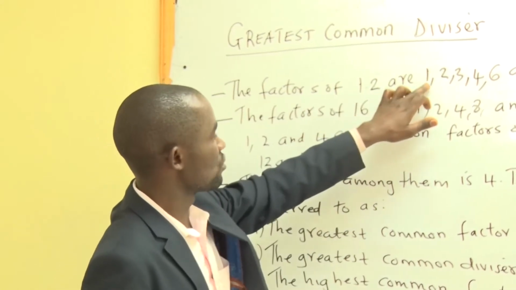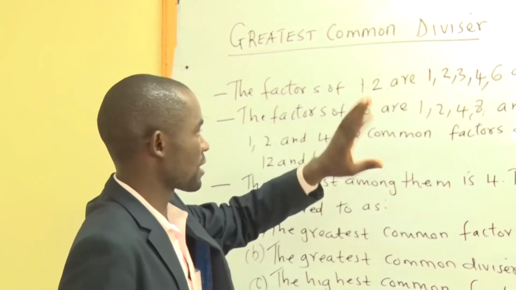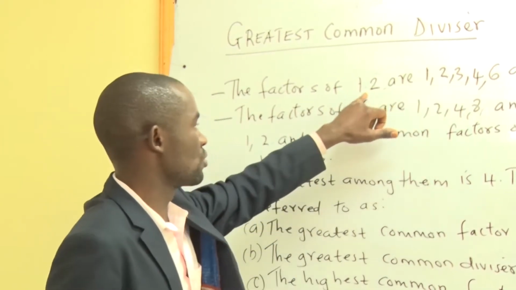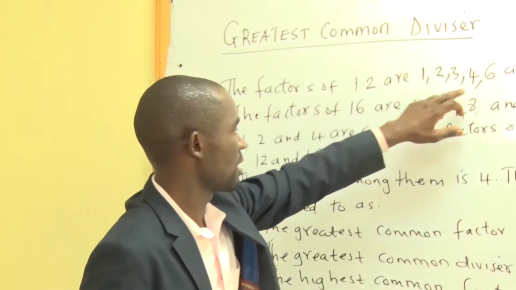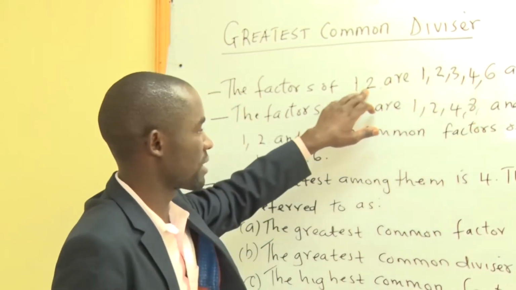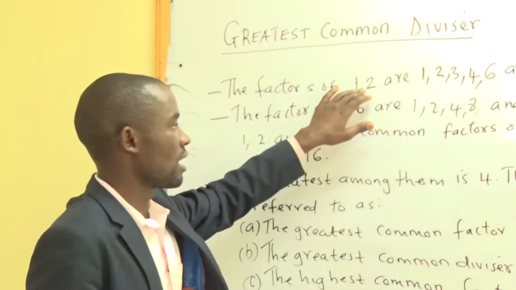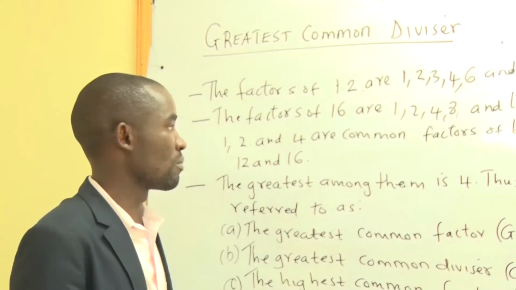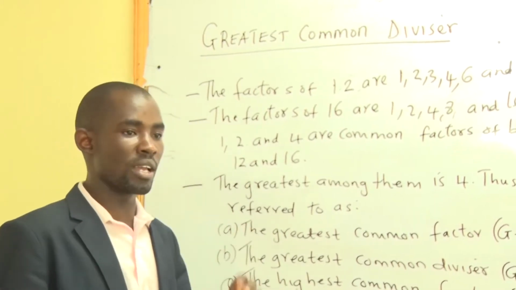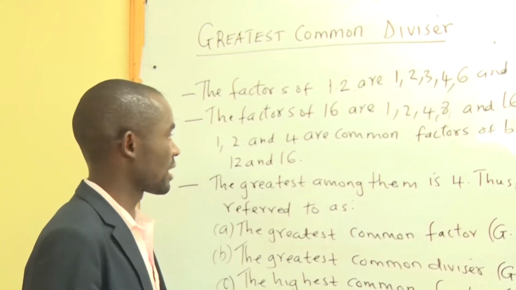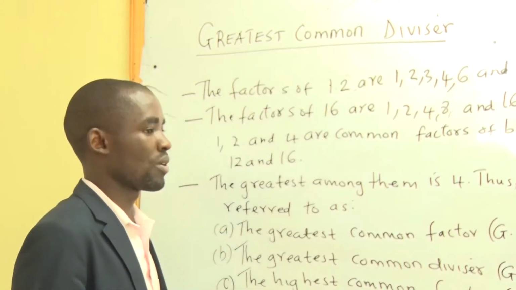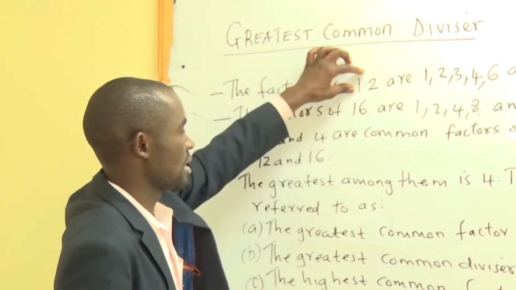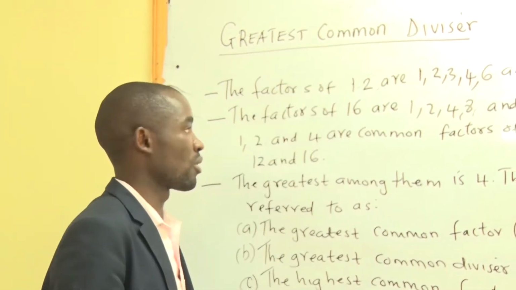So 2 divides 12 six times, 3 can divide 12 four times, 4 can divide 12 three times, 6 can divide 12 two times, and 12 can divide 12 one time. So basically, when we talk about factors, we are looking at numbers that divide the particular number you are asked about to get a whole number. A number that you divide by to get a whole number is what we call a factor.